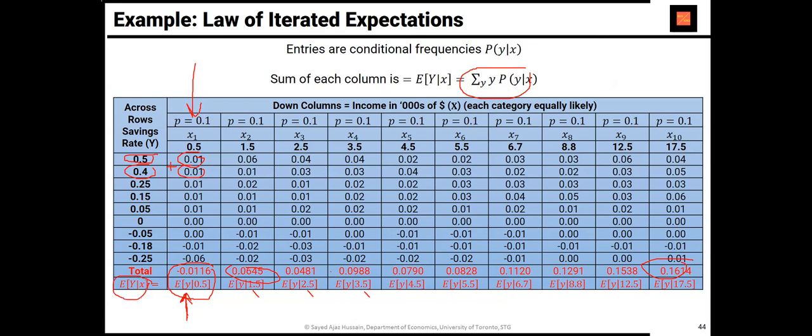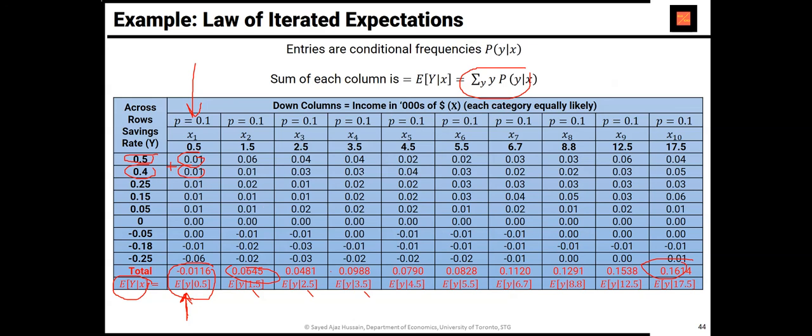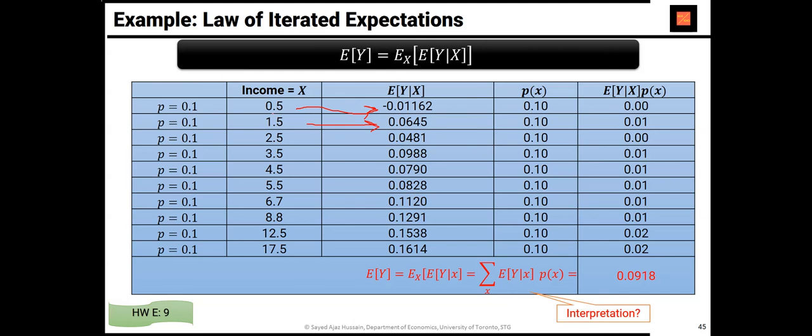But what you really want is the expected value of Y, because that's the expected savings rate. To do this, we use Louis. Louis says, wait a second, for every income category, you know the expected savings rate given that level of income. Sorry, I can't speak anymore, it's been 1.5 hours nonstop. So these are all those numbers we just found 2 seconds ago, these numbers at the bottom of the columns. For that income level, that's the E of Y given X.